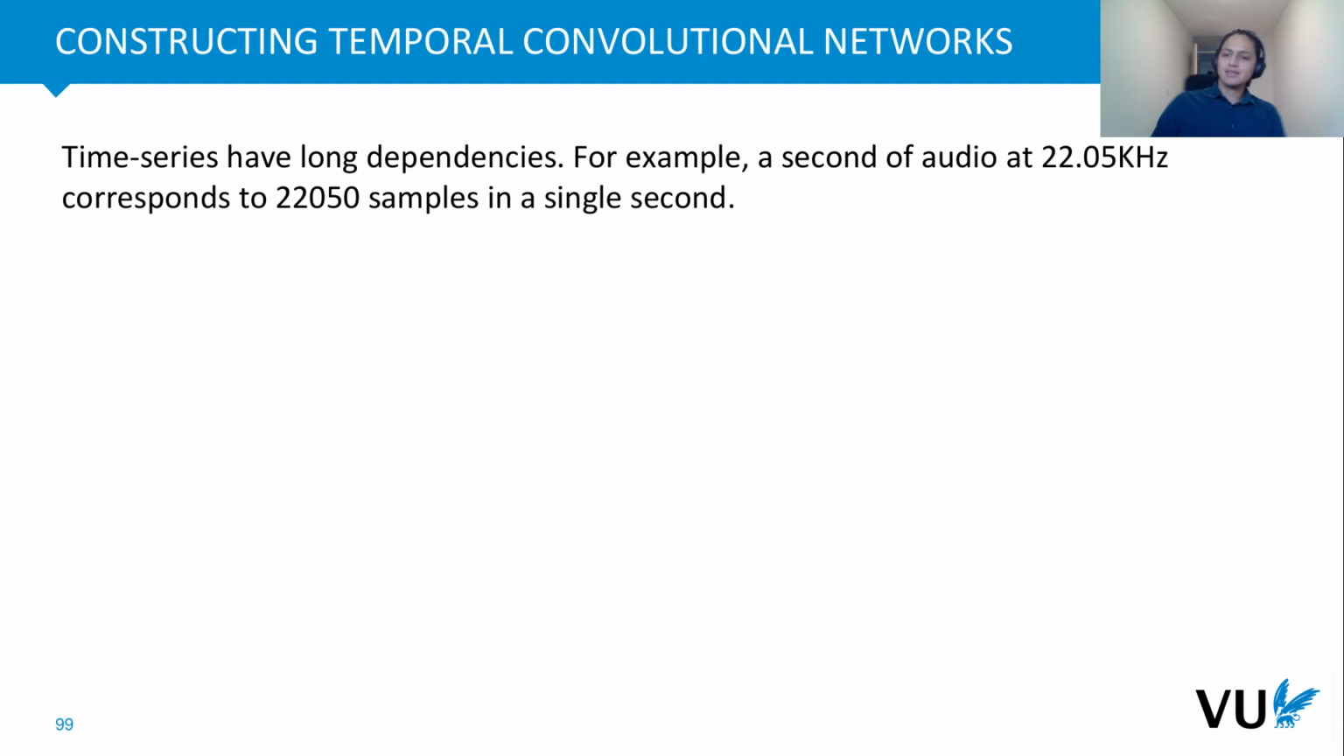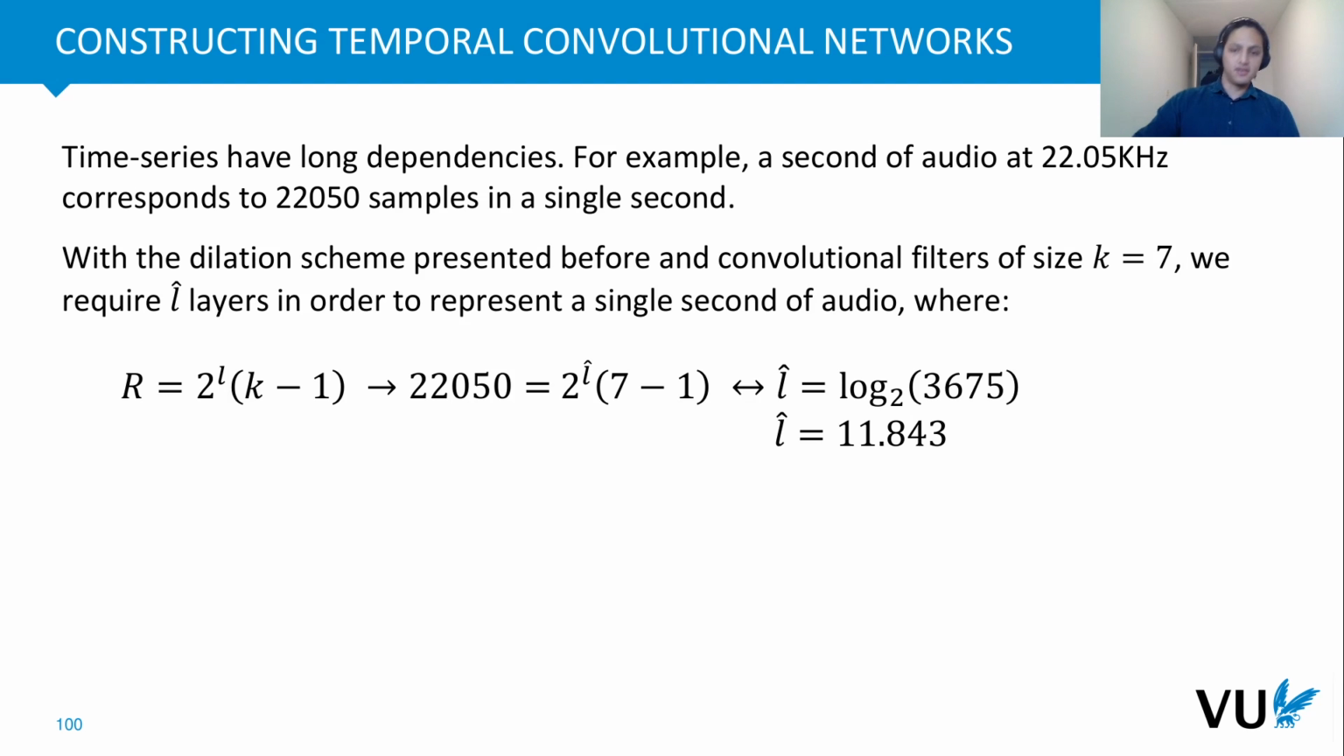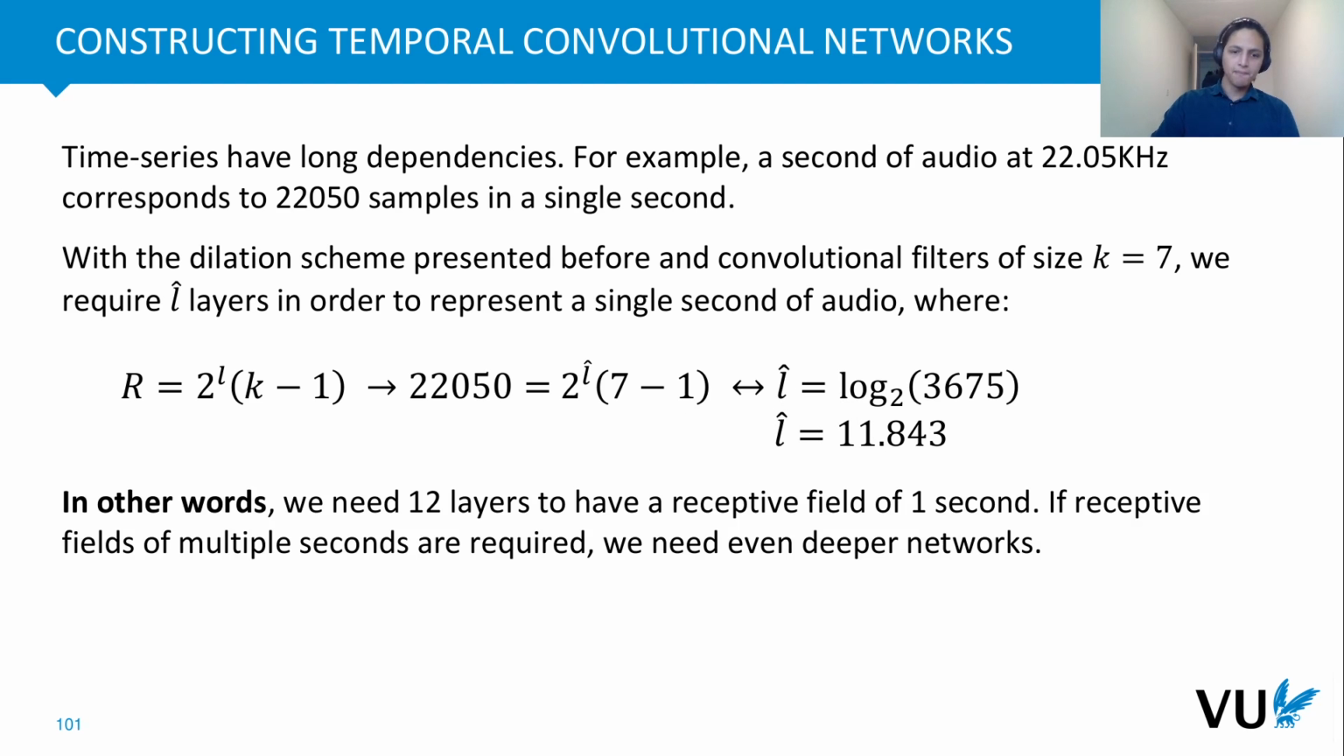Okay. So now we are going to delve a little bit deeper into how to construct these temporal convolutional networks, because there are some important things worth noticing. The first one is that, as an example, imagine that we want to have a network that has a second of receptive field, which corresponds to 22,000 samples in a single second. Well, if we work out the math, it would say that for a kernel of size n, we would need a network consisting of 12 layers. And that means that if we want something with a higher receptive field, then we need to go even deeper, right?